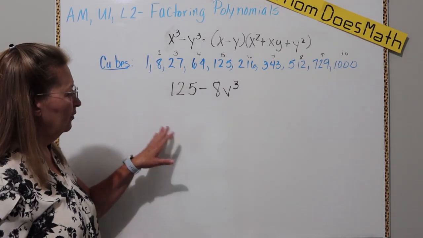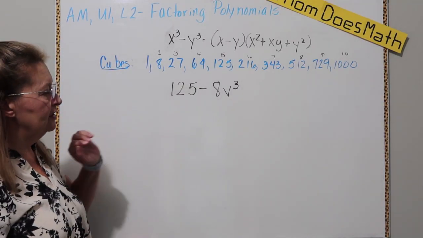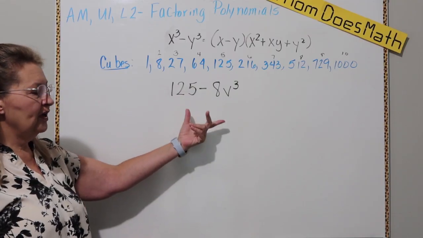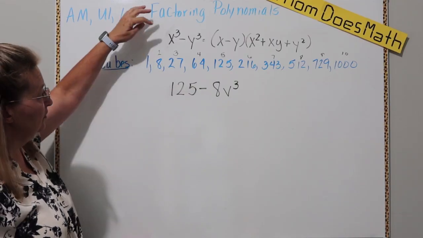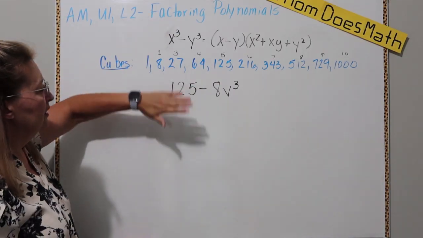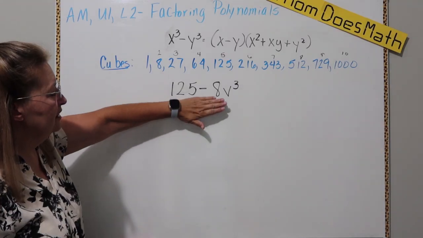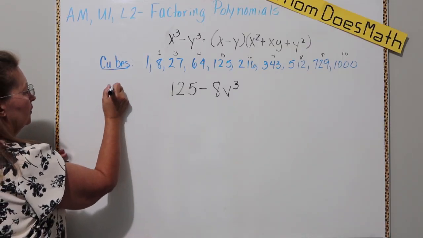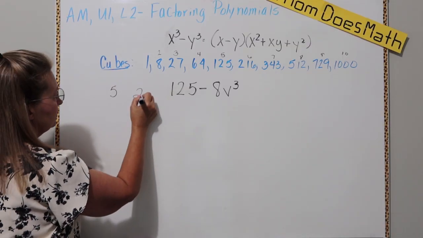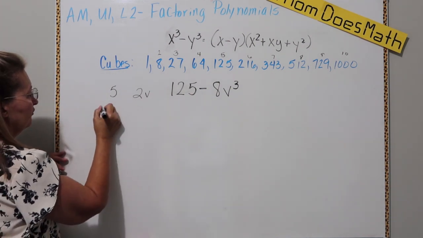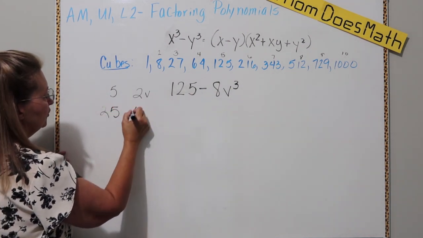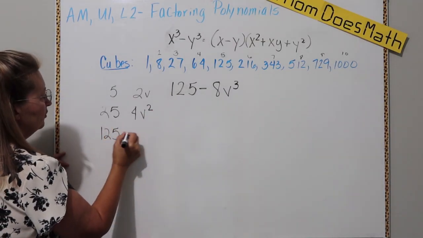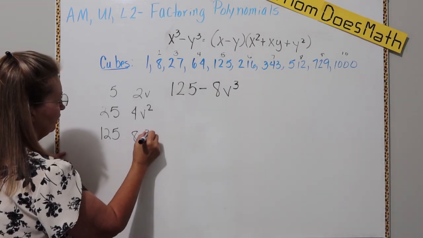So here's example 12. We have 125 minus 8v cubed. There is no greatest common factor. We do have two terms, and we have a difference of perfect cubes. So here's the formula we're going to use. Once again, I'm going to take these two numbers and find the roots of each one, which is 5 and 2v. Then I'm going to find the square of each one, which is 25 and 4v to the second. And then the cube of each one, which is your given numbers.